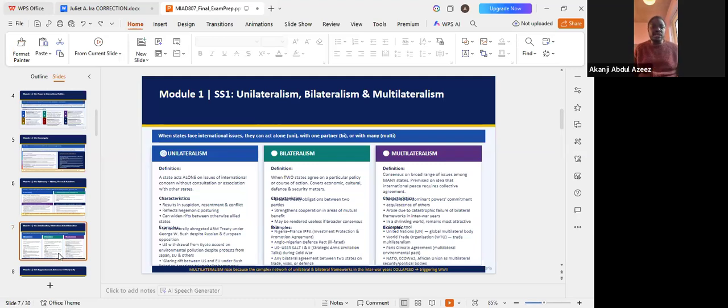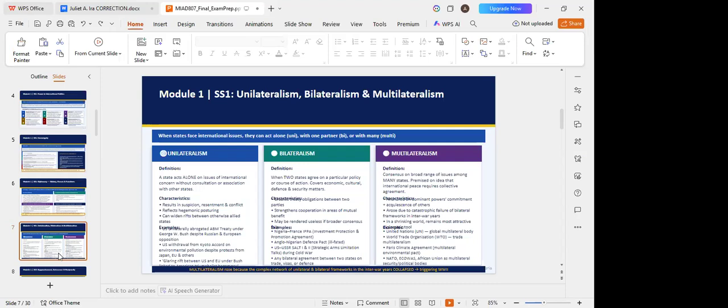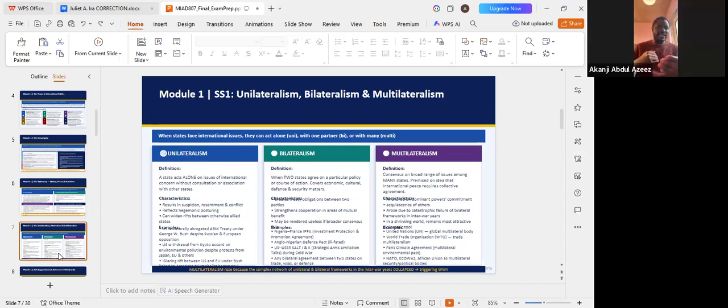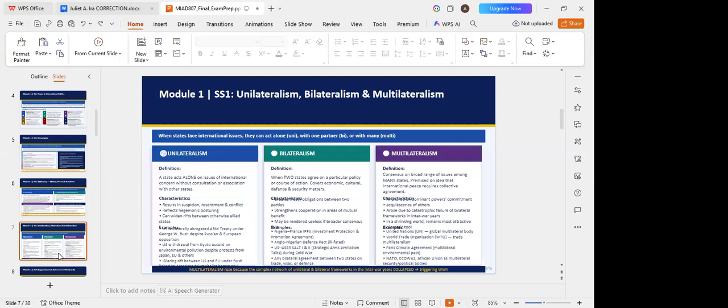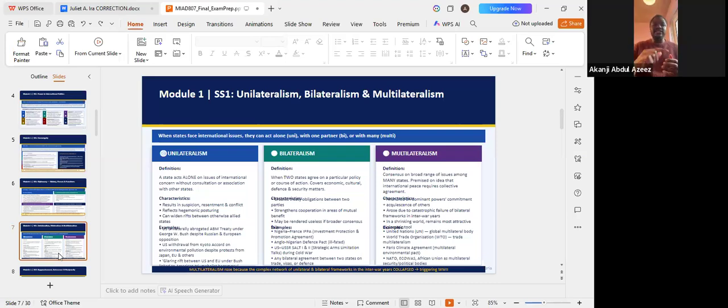Tinubu has traveled to Turkey, he has traveled to the UK, he has traveled to France. That is bilateralism. Listen, when two countries or two states agree on a particular policy or focus on a particular action in the international system, that is bilateralism. Two countries take decisions together. It can be on economic, cultural, defense, or security matters. That is bilateralism.